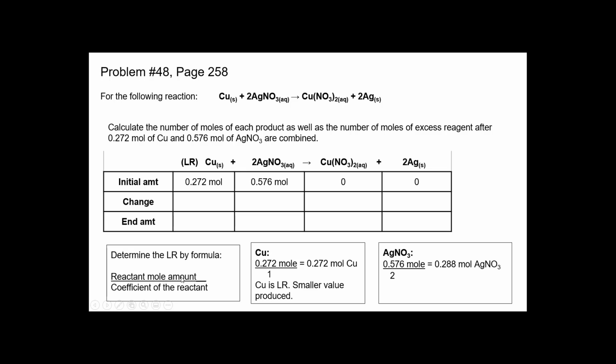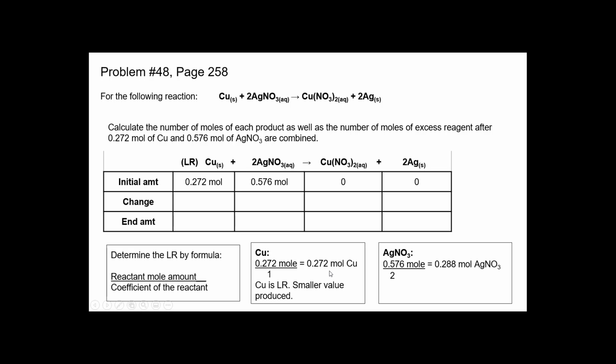You have your reactant mole amount, and you just divide it by the coefficient. So here we have copper, and I take the amount and divide it by the coefficient. This tells me it's 0.272. Now I'm going to take the silver, which is 0.576, and divide it by 2. It gives me 0.288 moles. So I don't do anything with anything over here. I simply use the information given here, and it still shows me that copper is the limiting reactant.